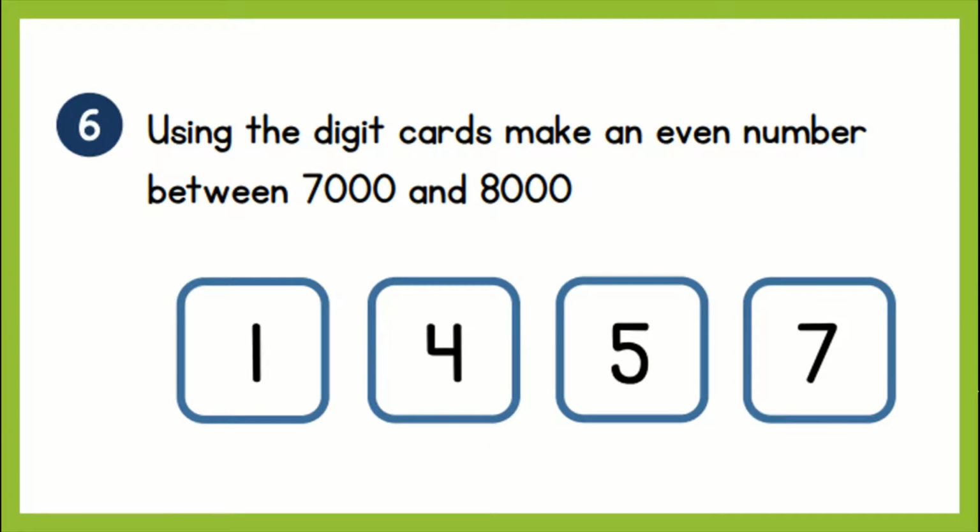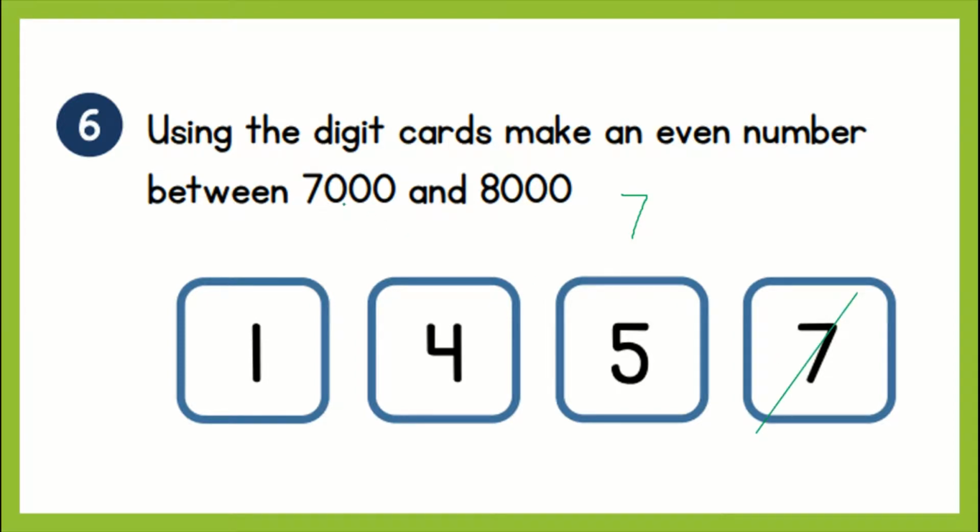Question 6. Using the digit cards, make an even number between 7,000 and 8,000. The number has to start with a 7 because we are asked to make a number between 7,000 and 8,000. So the thousands digit has to be a 7 because we don't have an 8, and 8 would be past that mark. So 7 would be our thousands.